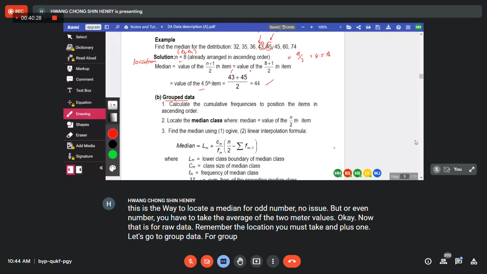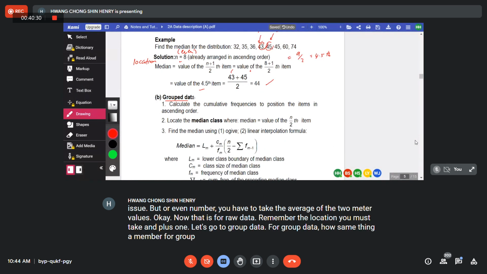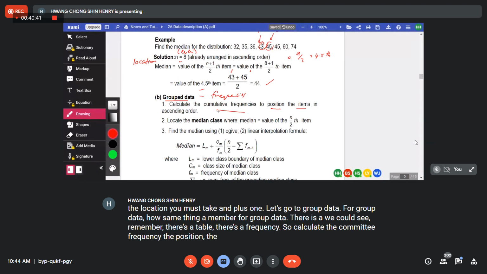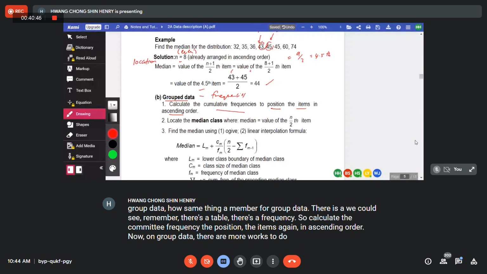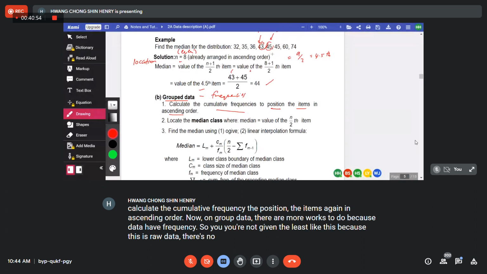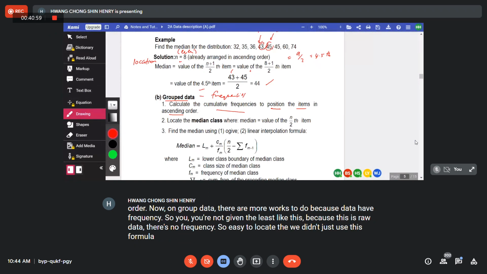For group data, same thing. Remember for group data, there is a frequency. Remember there's a table, there's a frequency. So calculate the cumulative frequency to position the items again in ascending order. Now for group data, there is more work to do because group data have frequency. So you're not given a list like this, because this is raw data. There's no frequency, so it's easy to locate the median. Just use this formula, n plus 1 over 2. But for group data, we need to find the cumulative frequency.